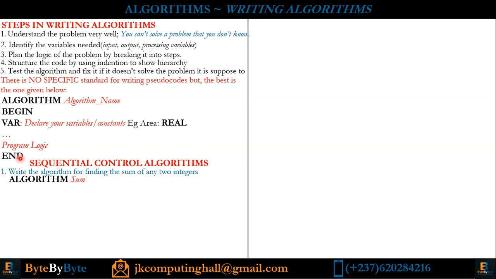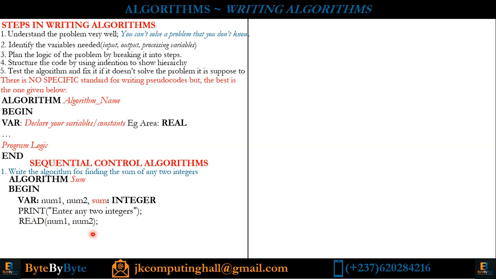Okay, let's proceed. First thing, algorithm sum. So you see that the name of my algorithm is sum. The next one, I begin, my variables: number 1, number 2, and the sum. We have our three variables. Next, print, enter any two integers. That is, we want the person executing or dry running the algorithm to know that he has to enter two integers.